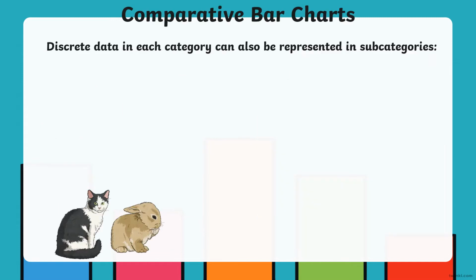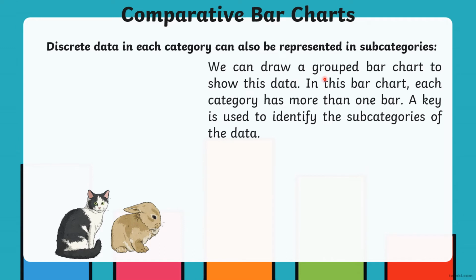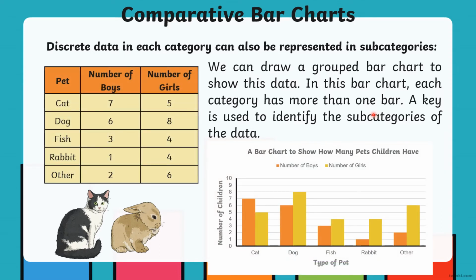Now let's move on to comparative bar charts. Discrete data in each category can also be represented in subcategories. We can draw a group bar chart to show this data. In this bar chart, each category has more than one bar. A key is used to identify the subcategories of the data. So in here, for the orange are the number of boys, and for the yellow are the number of girls.